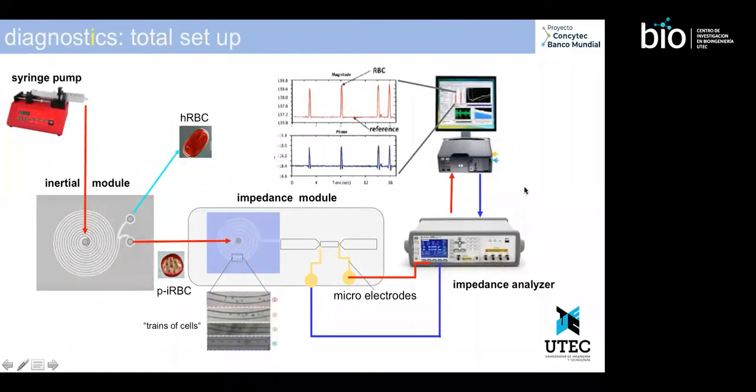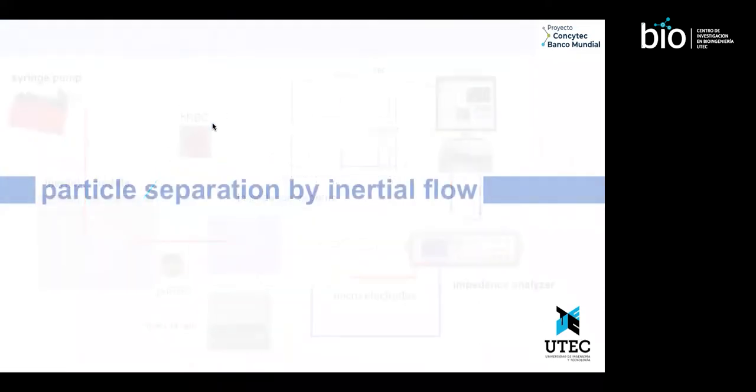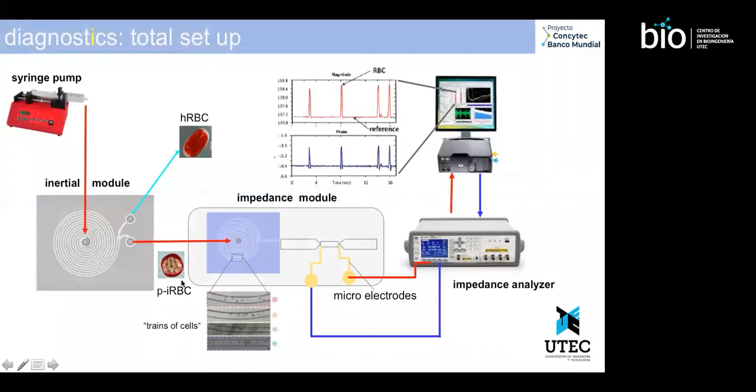So it's just an overview of the system setup. We have the inertial module, which is a spiral. I'll show you later how that works. We inject this module with blood from a syringe pump. It gets pumped in, and then we separate out the healthy blood cells, and we separate the infected blood cells, in this case, which we're interested in with Plasmodium.